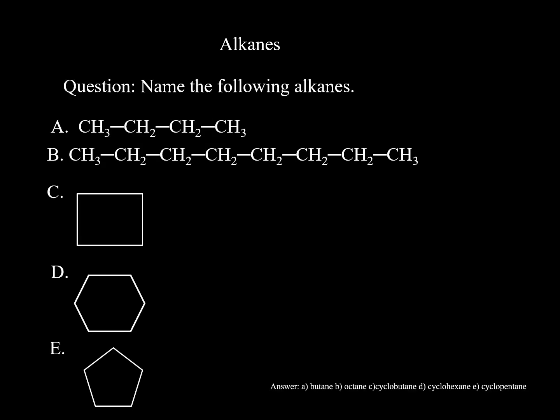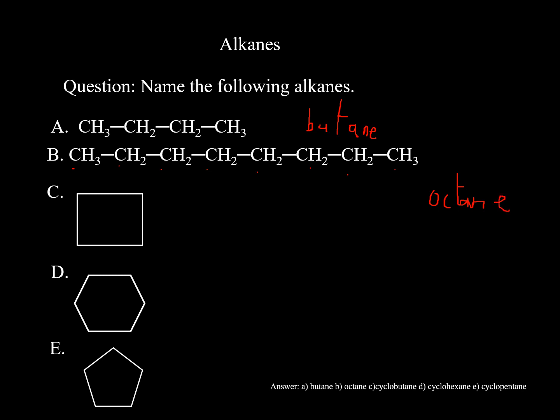So here, I'll let you guys try on your own, so you can pause the video. But it says, name the following alkanes. So here we have 4 carbons, so it would be but, which stands for 4 carbons, and then ane. So butane, they're all single bonds. The next one, I count 1, 2, 3, 4, 5, 6, 7, 8 carbons. So oct for 8, and ane, because they're all single bonds.